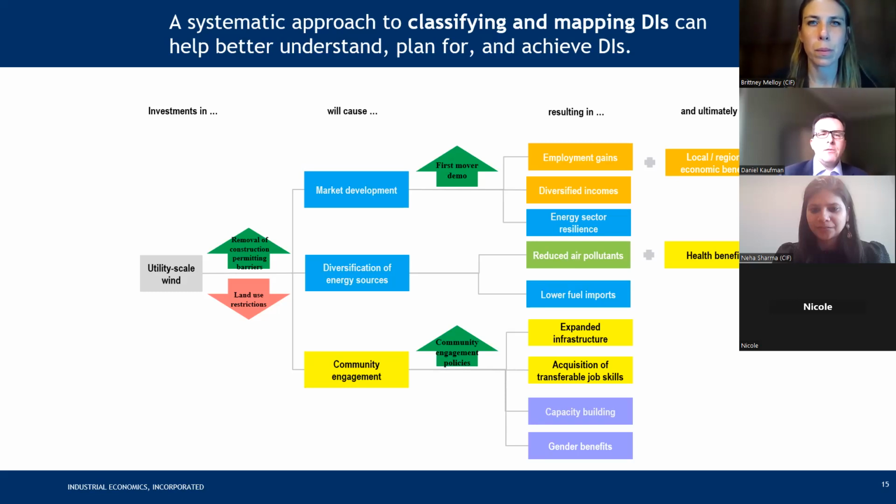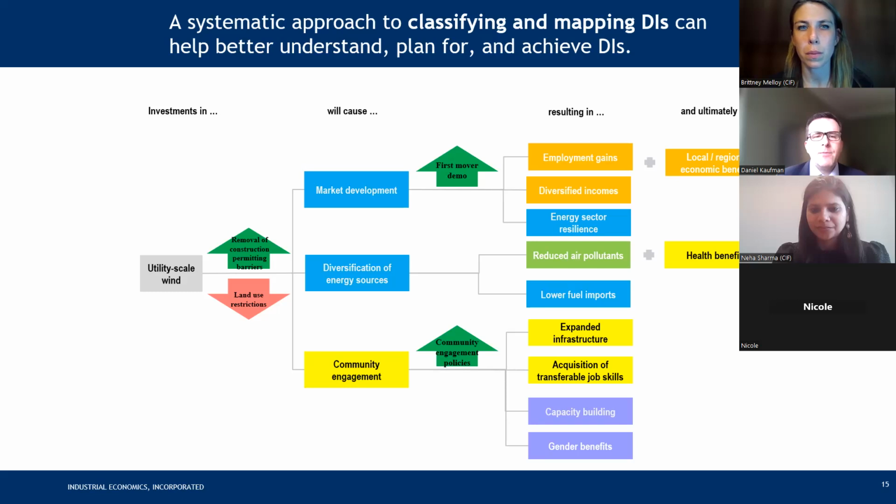So here we look at the utility scale wind project. That was what the case study focused on. And then we look at the development impacts that result over time from these investments and from these projects. We also look at this in the context of development impact drivers, which are indicated by the green upward pointing arrows, and barriers, as indicated by the red downward arrows, which affect the development impact pathways. So I'll be speaking about one example now.